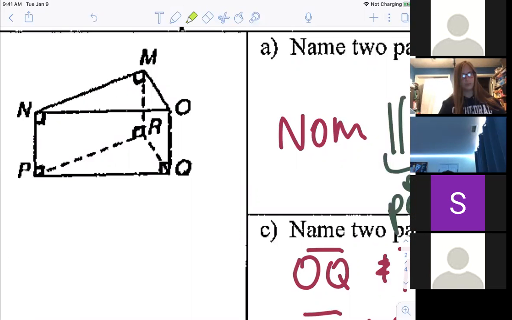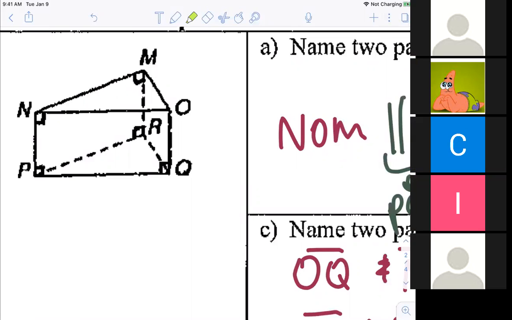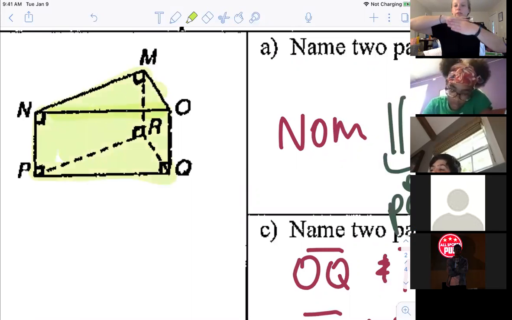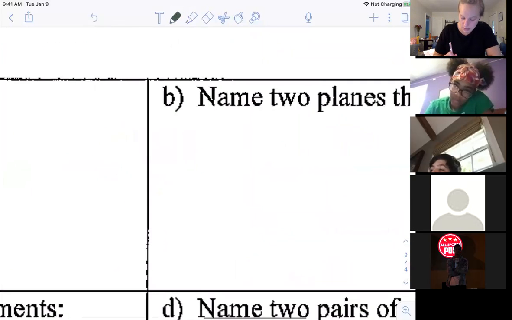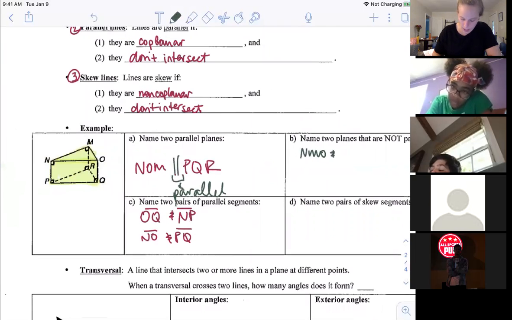Someone I haven't heard from. MNO and MOQ. MNO and POQ. Yep, that's the top face. Very good. Thank you, Kate. That's the top face and then the front face. They connect at that NO, so those cannot be parallel planes. So NMO and PNO.